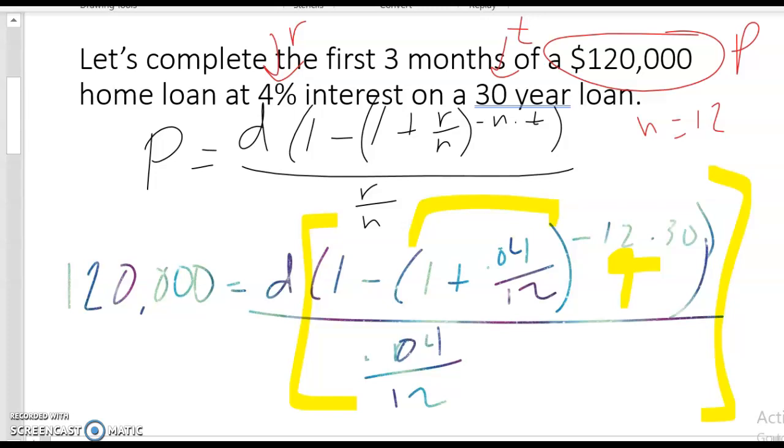But what it comes down to is that we end up with D equals $572.90. So that is the monthly payment on this loan. We're going to make it every month, 12 months a year, for 30 years. If you need more work on that formula, there is a different video that talks through that formula in detail.